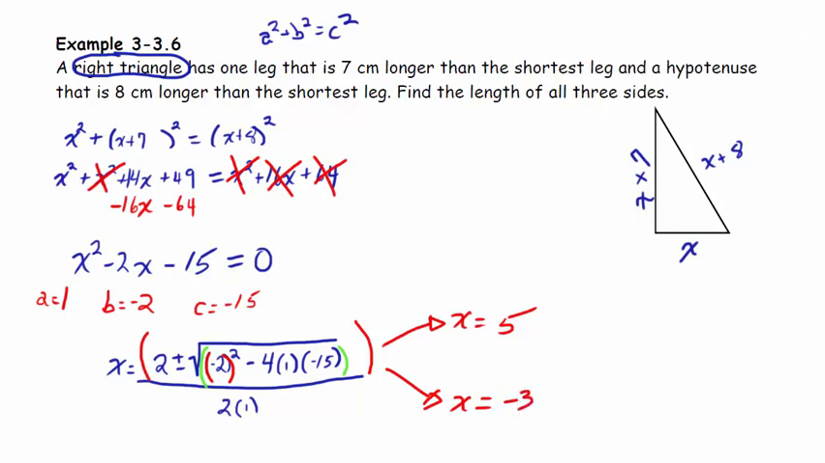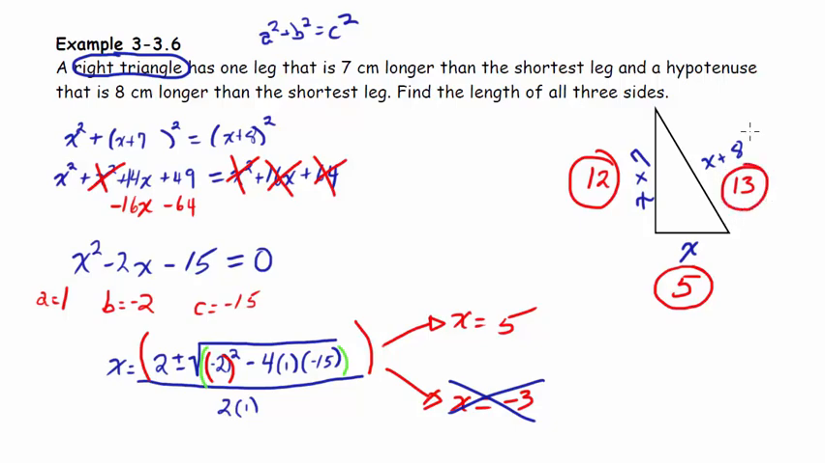Okay, so if I'm thinking about the length of a side, this -3 solution I'm going to throw out. So if this side is 5, right, we just found that x is 5, this side is going to be 7 more than 5, which would be 12, and then this side would be 8 more than 5, which is 13. So that's our quadratic formula.